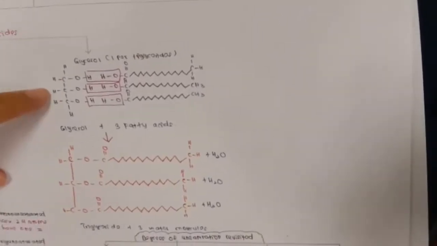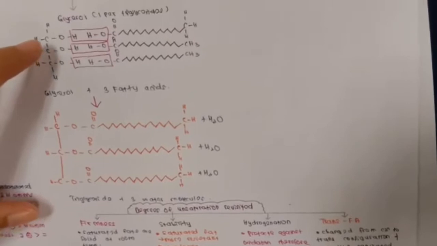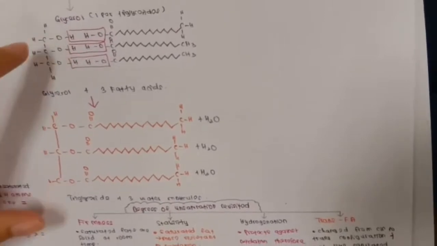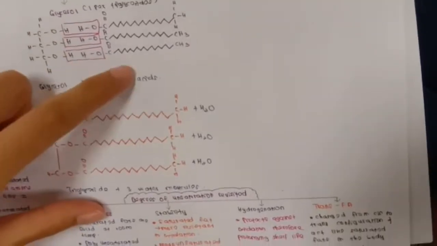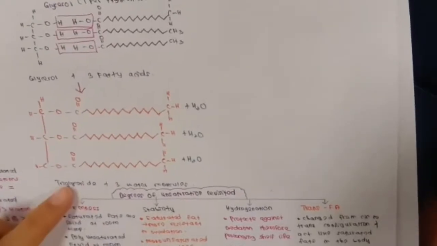This is the structure of glycerol. To make the triglyceride, we do condensation, the removal of H from glycerol and OH from 3 fatty acids. Then it becomes a triglyceride plus 3 water molecules by condensation.